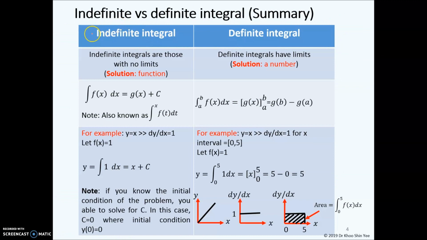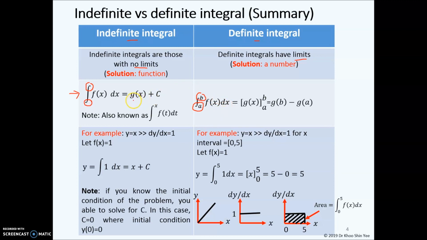You must know the difference between the indefinite and the definite integral. Basically, the definite integral is the one with limits, and the indefinite integral is the one with no limits. So for example, you can see the integral function here with no limit. So this is called an indefinite integral. Well, if you have something in limits, this is called a definite integral.